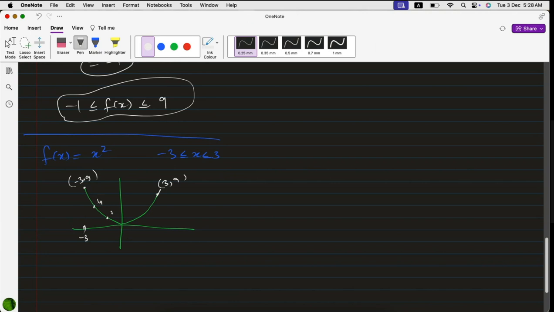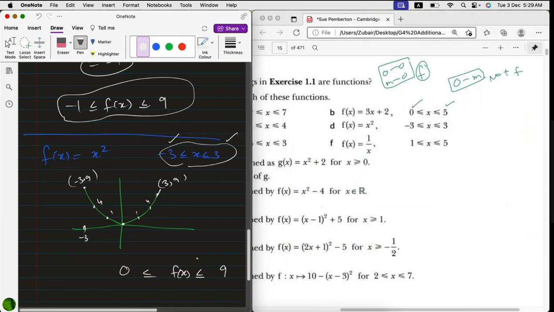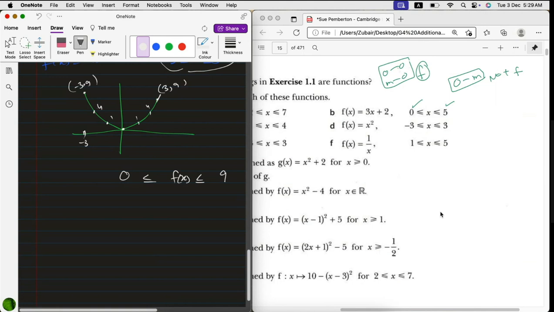At minus 1, this is 1. At 0, this is 0. At 1, 1; at 2, 4; at 3, 9. So basically, for these values of x, we can see that the lowest value of the graph is 0 and the highest value of the graph is 9. So the graph lies between these two values. This is the range. In this case, lowest and highest alone are not helping. We need to see where the turning point is. Okay. So 0 to 9 is the range.